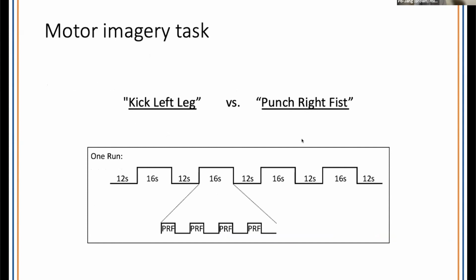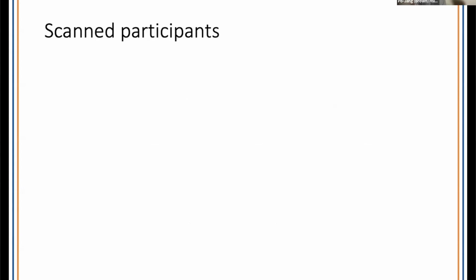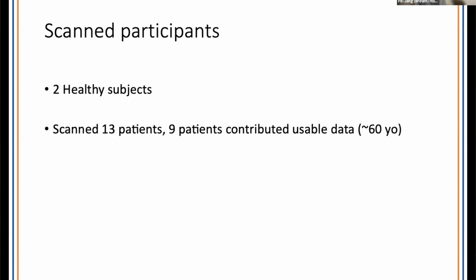So presumably this is much simpler than imagining playing tennis or walking around in your house, because everyone knows how to kick a leg or punch a fist. And we decided to scan for much longer, sometimes up to 30 minutes or up to an hour, to see if we can get better signals. So far we have scanned 2 healthy controls and 13 vegetative state patients. And this is collected from 9 patients scanned multiple times.